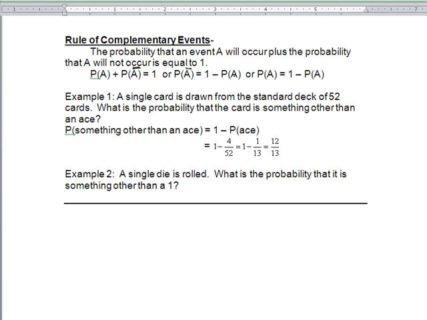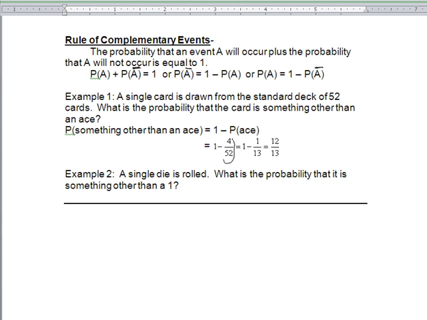Okay, so a single card is drawn from a standard deck of 52 cards. What is the probability that the card is something other than an ace? So it's going to be 1 minus the probability it is an ace. So there are only 4 ways to get an ace, 4 out of 52. I can reduce that to 1/13. Remember, 1 is 13 over 13, and 13 minus 1 will give us 12/13.